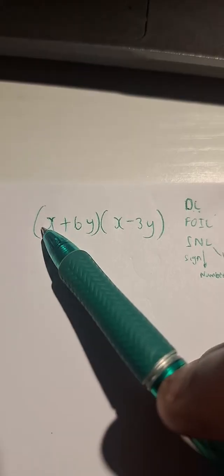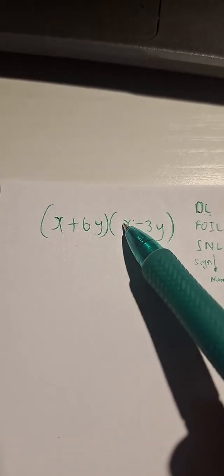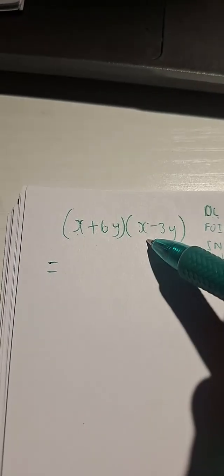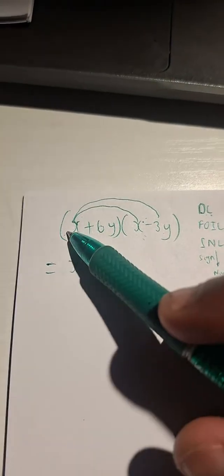So let's start here. A positive times a positive, because this is a positive 1 before there. Positive times positive is positive. 1 times 1 gives us 1. Then x times x gives us x to the power. Remember, we add the exponents when we are multiplying the same bases. So that's x squared. That's the first term. Then we say x times negative 3y. Positive times a negative is a negative.